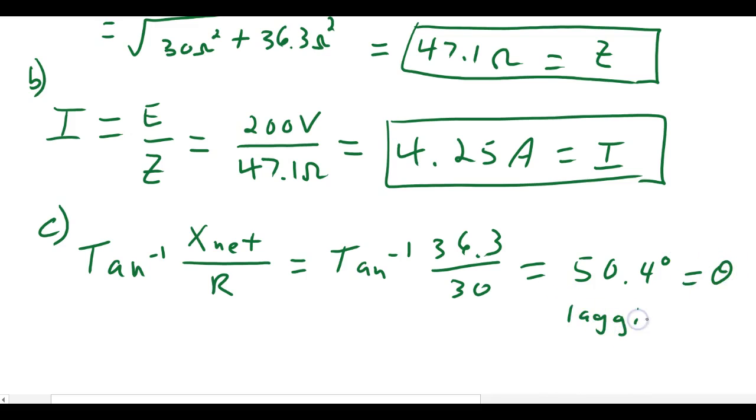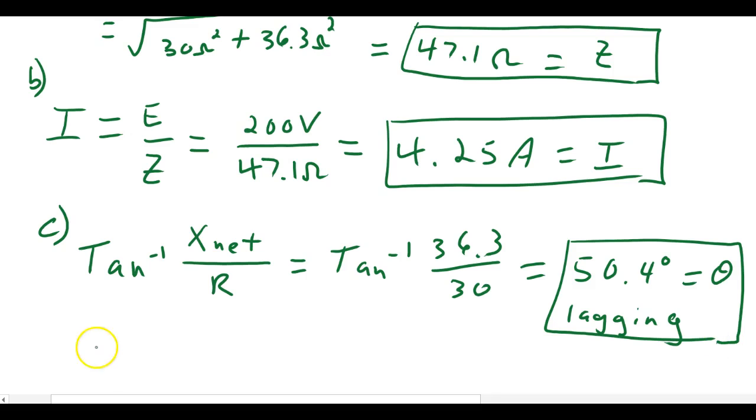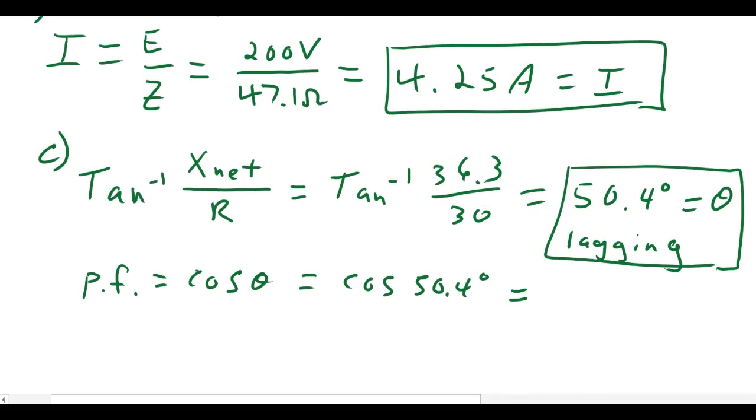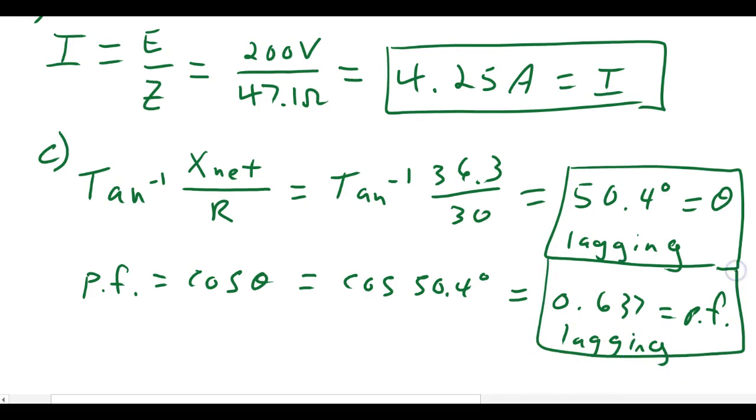When we calculate theta and power factor, we should always indicate leading or lagging. The power factor then is equal to the cosine of theta, or the cosine of 50.4 degrees, and that gives us 0.637 for the power factor. Again, we should specify that it is lagging.